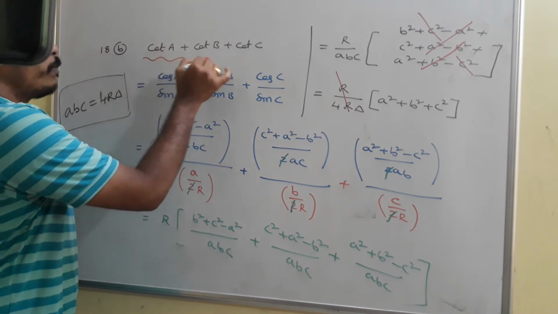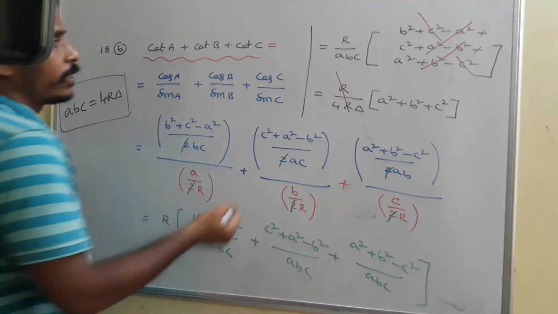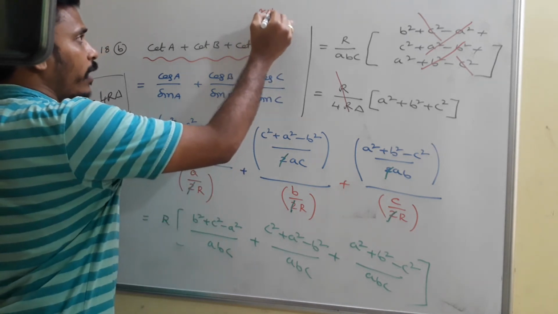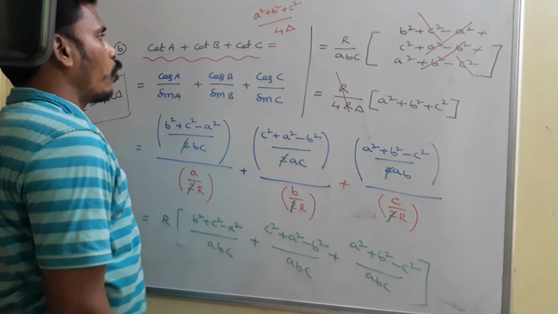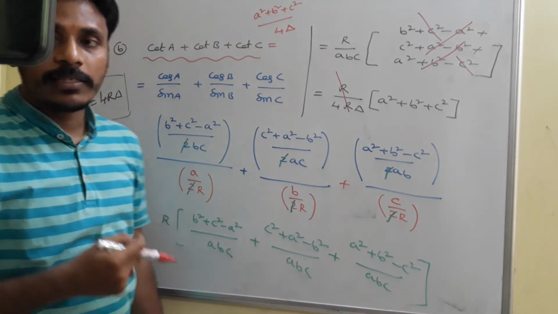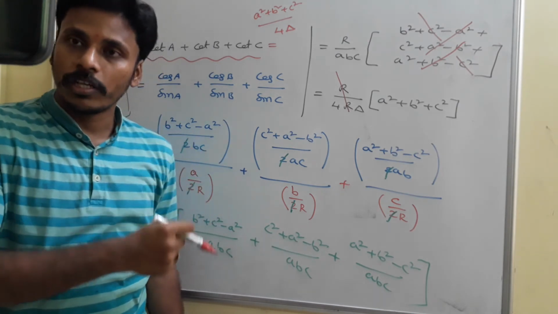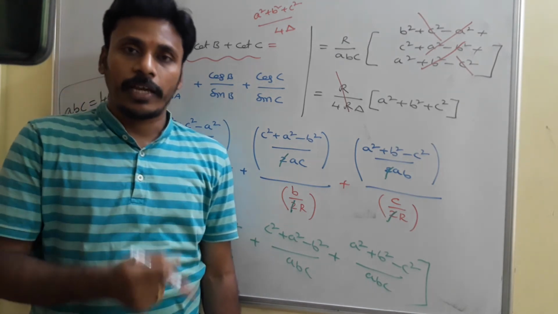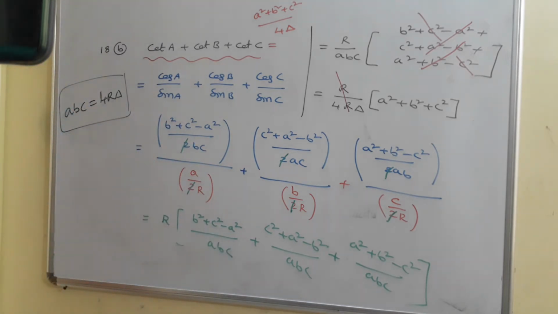Cot A plus cot B plus cot C in a triangle ABC is simply given by A square plus B square plus C square divided by 4 delta, where A, B and C are the sides of the triangle, and the proof is simply by the cosine rule as well as with the help of the sine rule. Just have a look. Go for a screenshot.